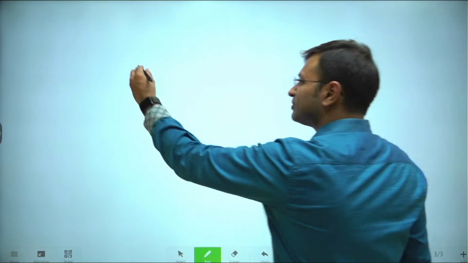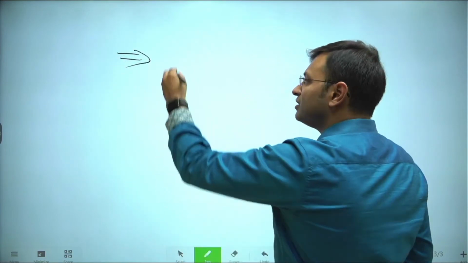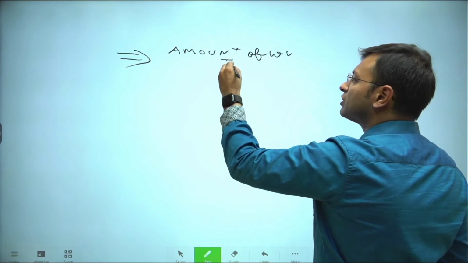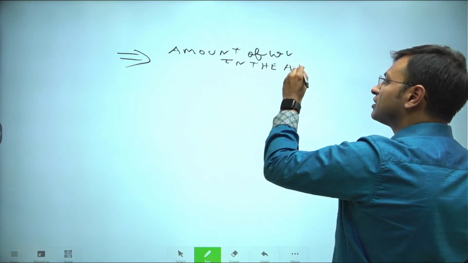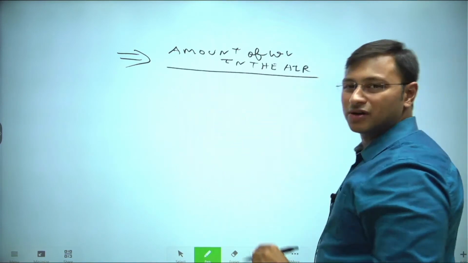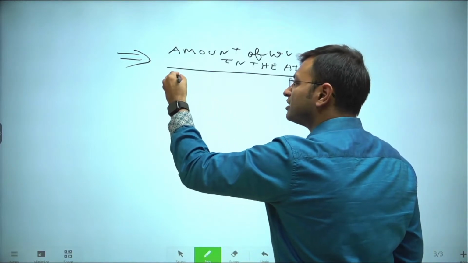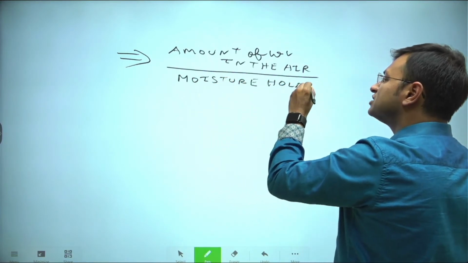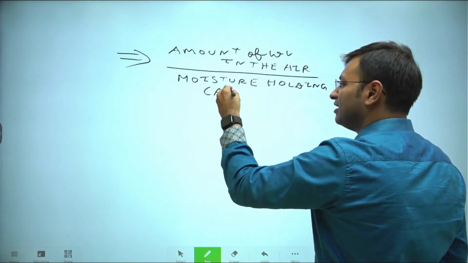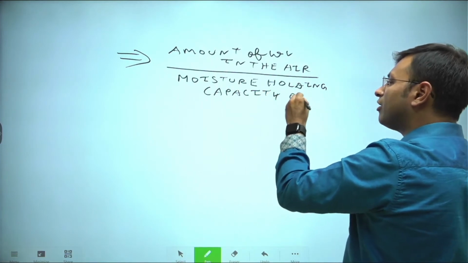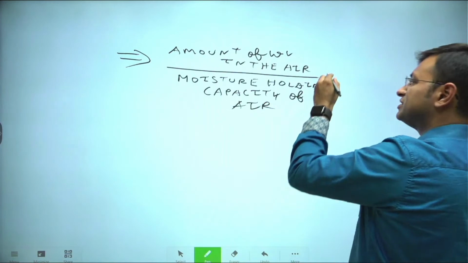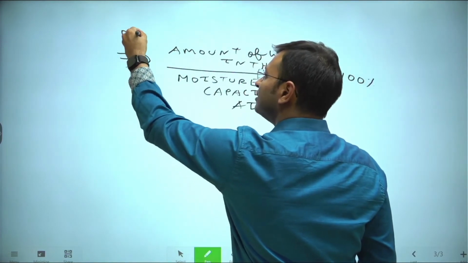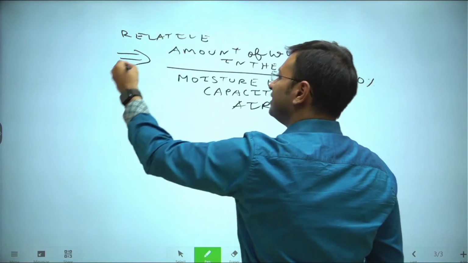So, relative humidity is expressed as the amount of water vapor in the air upon the moisture holding capacity of air, into 100%. This is called relative humidity.